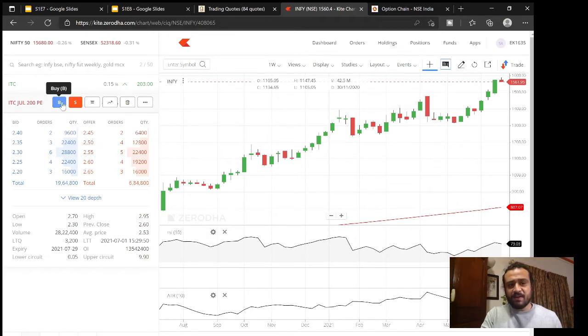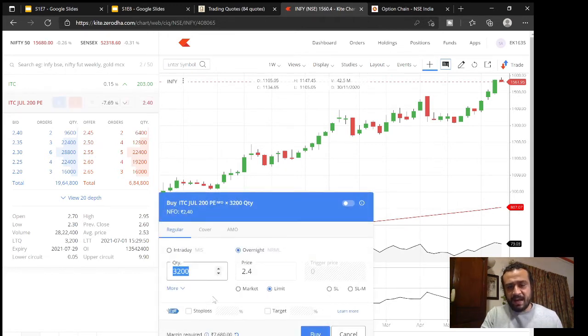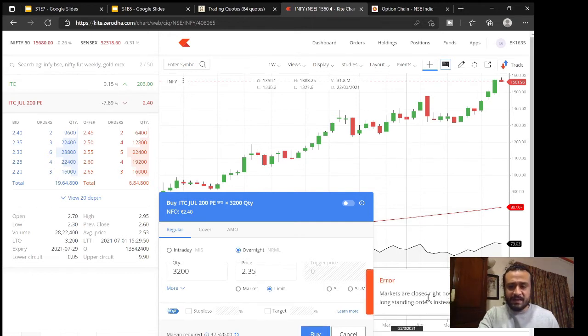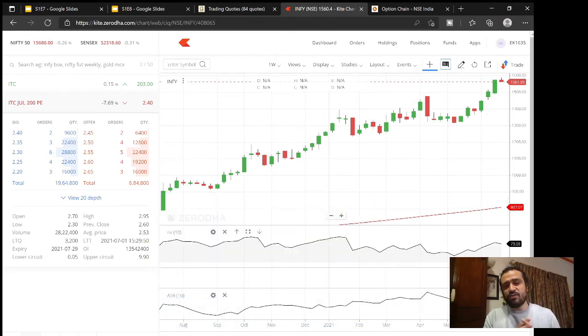So I can simply go buy, and I can say limit, and I can say I don't want to buy for 2.4, I want to buy for 2.35, and I can say buy. Of course markets are closed right now, so it is not allowing me to place the order. So this is how you can place a buy order for a price you like.